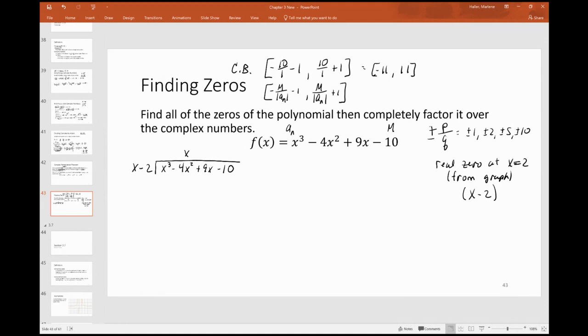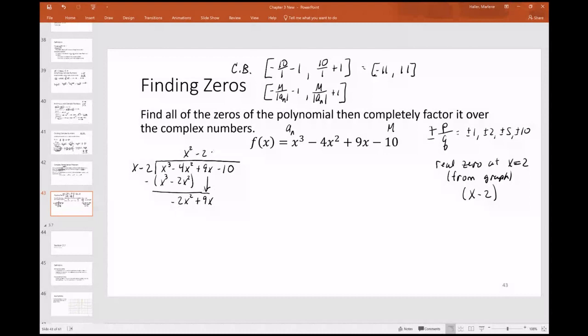So x goes into x cubed x squared times, so put x squared over there in our x squared column. x squared times x, of course, is x cubed. x squared times negative 2 is negative 2x squared. Negative 4x squared minus a negative 2x squared, that's negative 4 plus 2, so that's going to be negative 2x squared. Let's bring down the 9x. It's positive, so bring down that plus 9x.